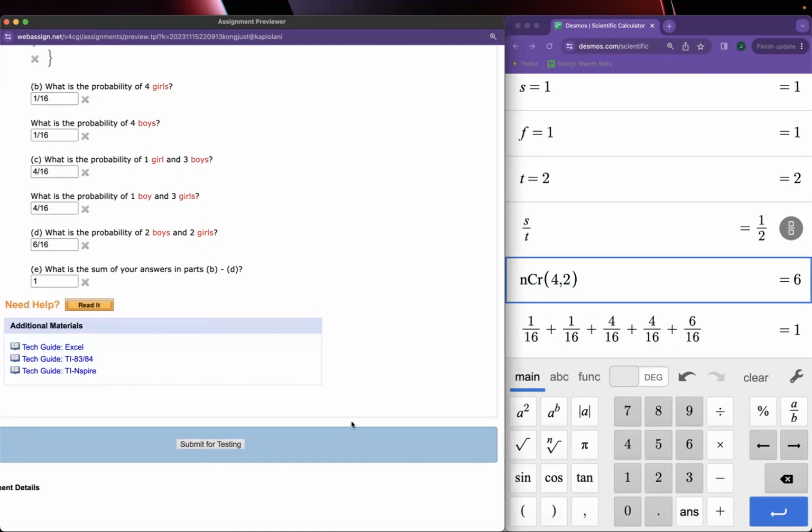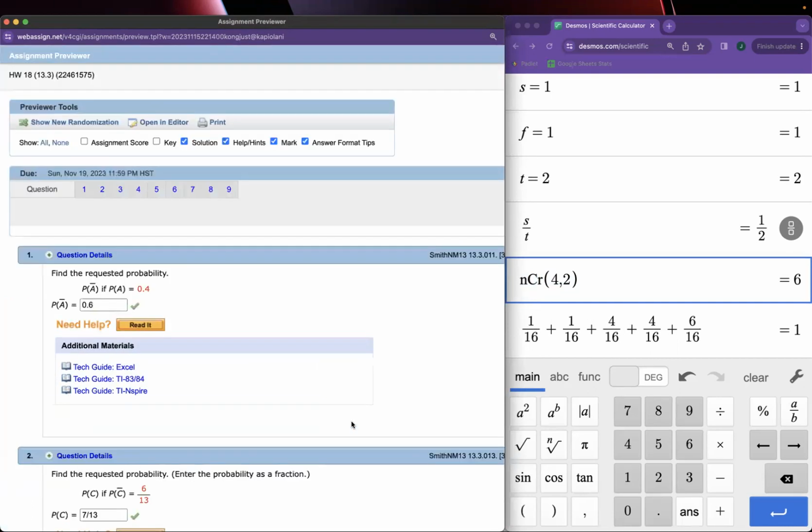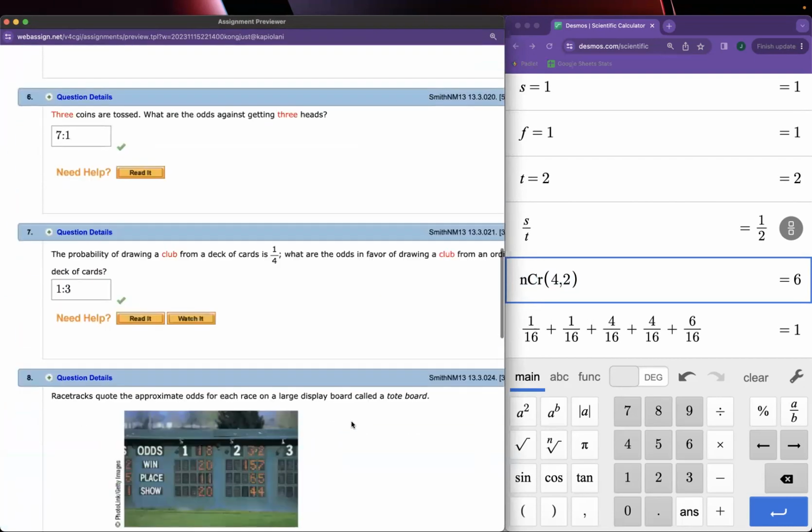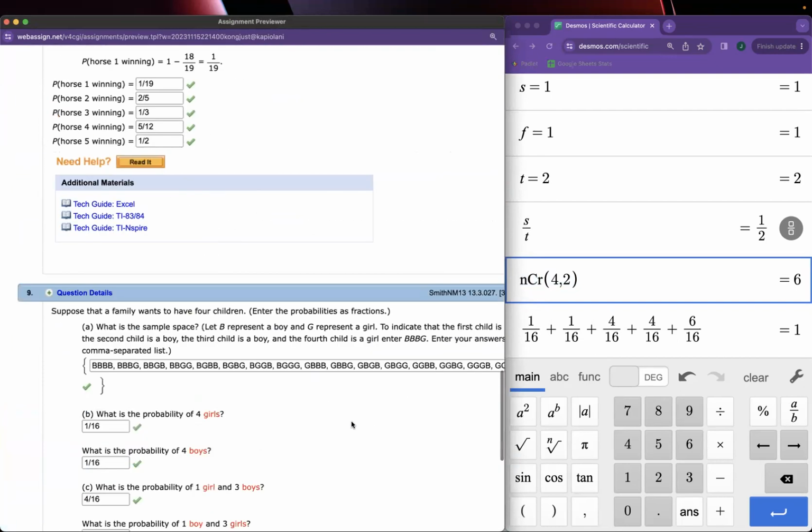Okay, let's check. Make sure you didn't make a mistake somewhere. All right, green checks all the way.